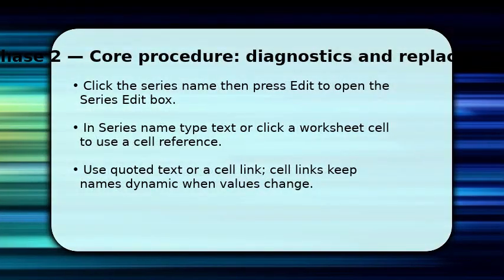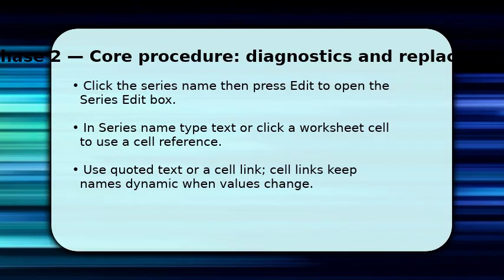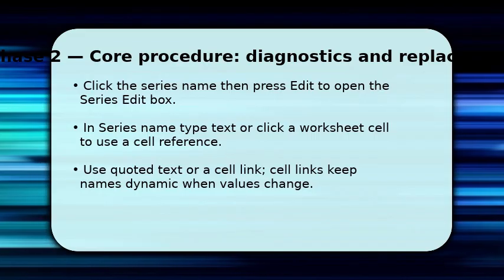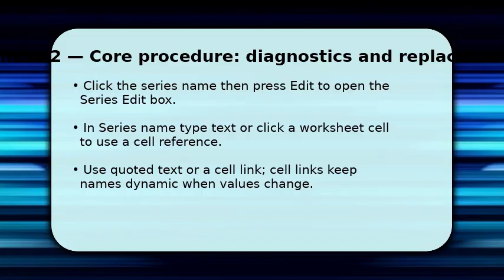With the Select Data dialog open, click the target series and press Edit. This opens the series edit box where you change the series name. You can type a literal name, for example, Revenue Q1, or click the worksheet icon and select a cell, which creates a link like =Sheet1!$B$1. Once done, linked names update automatically when the cell changes. Typed names remain fixed. Make sure to press OK to save the edit, then OK again to close the dialog.